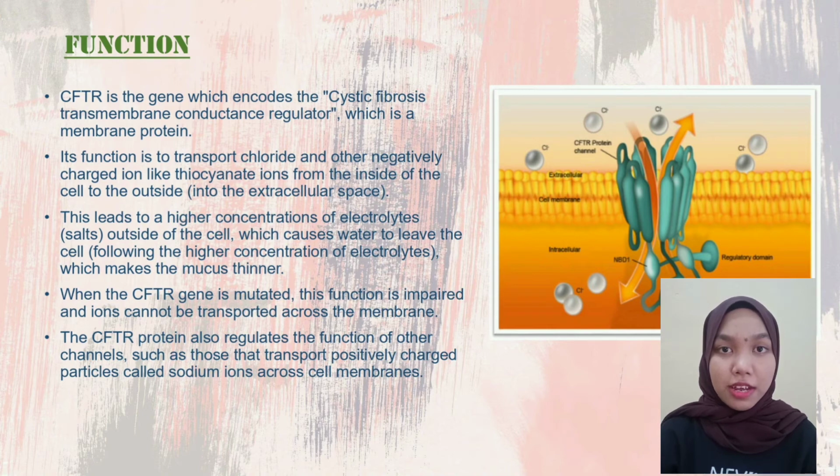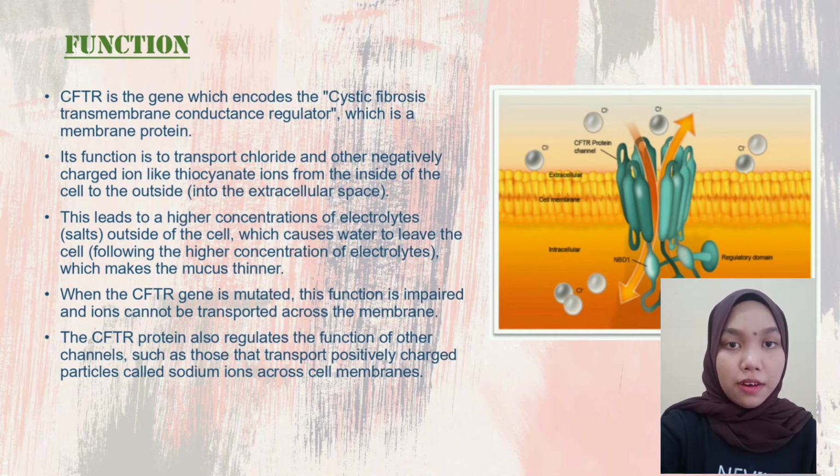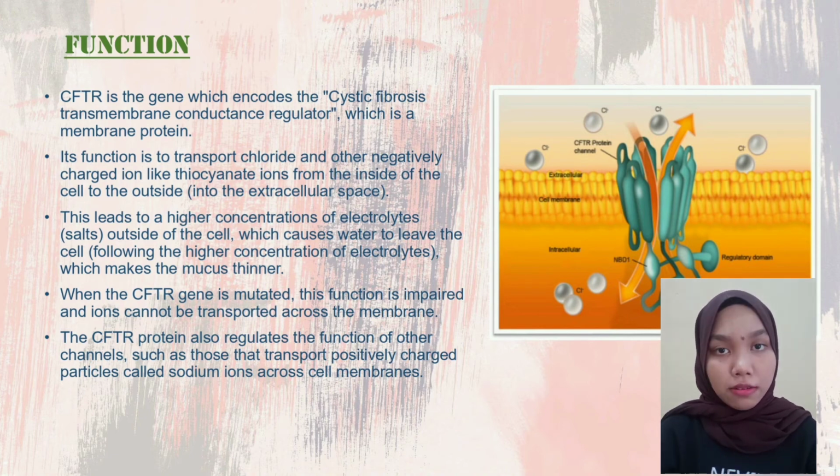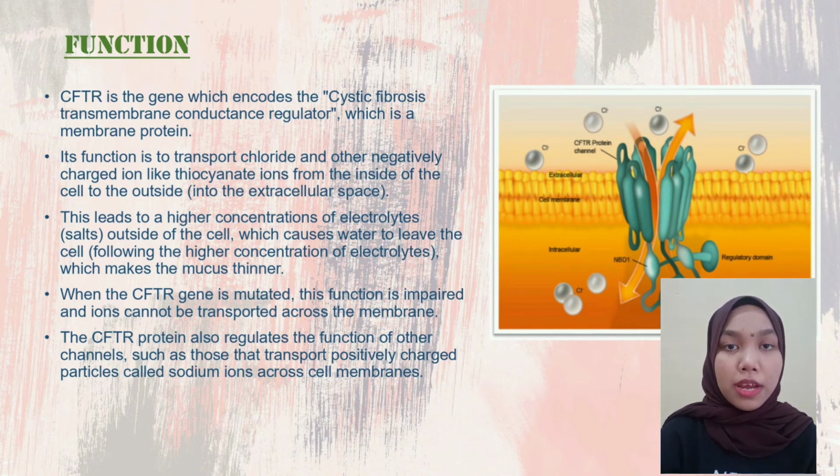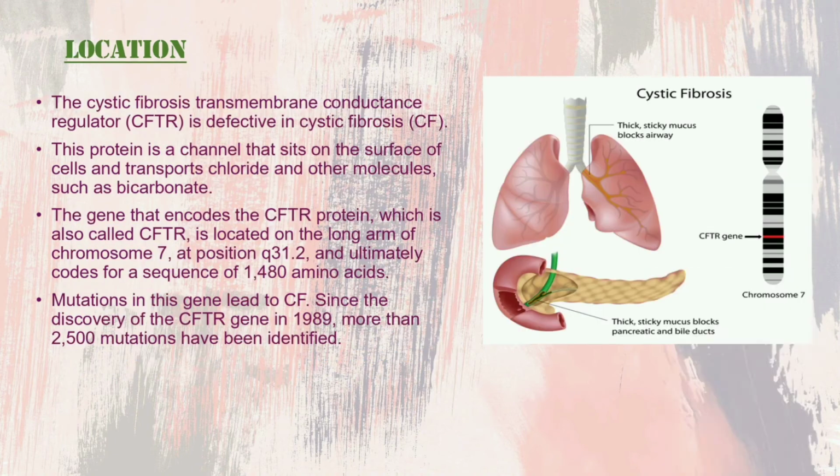CFTR is the gene which encodes the cystic fibrosis transmembrane conductance regulator, which is a membrane protein. Its function is to transport chloride and other negatively charged ions like thiocyanate ions from inside of the cell to the outside, which is into the extracellular space.